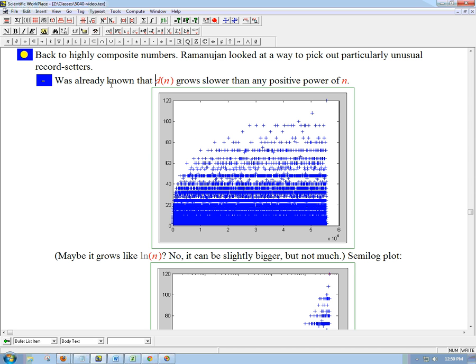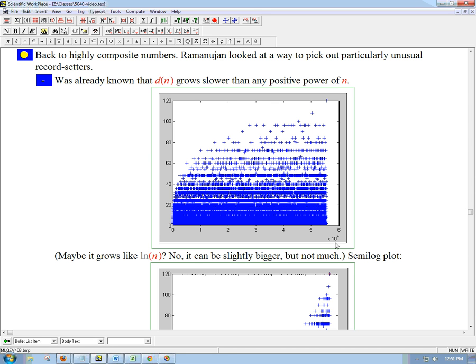And what was known even before Ramanujan, way long before, is that the divisor function grows slower than any positive power of n. So less than square root, which is n to the 1/2, or cube root, n to the 1/3. Those are all functions that start out steep and then get less and less steep as you go. And that's indeed what the outer envelope of this looks like. It starts out growing pretty fast, and then slower and slower and slower.